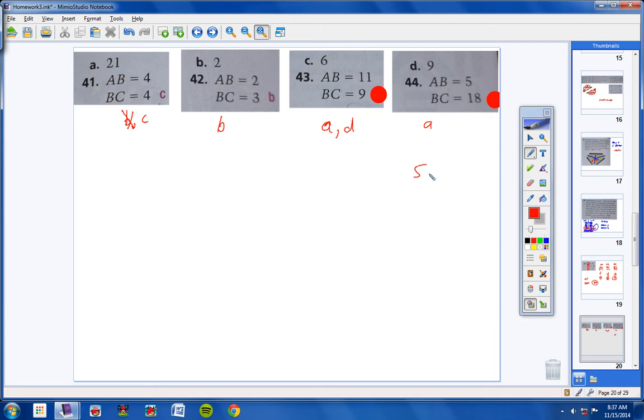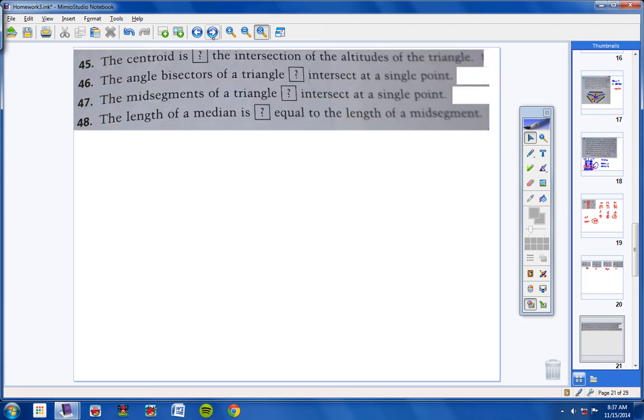5, 9, 18. No, D does not work because 14 is not bigger than 18. So the only answer that works here is A. So if A works here, then A cannot work here. So we have D and we have A. Okay? Hope that helps, guys. There's your answers, okay? Alright, moving on.